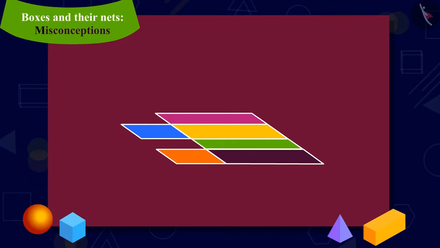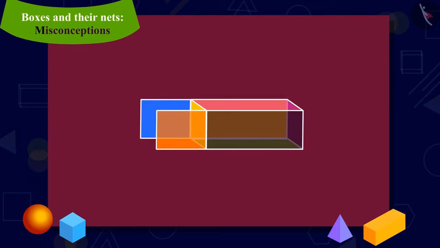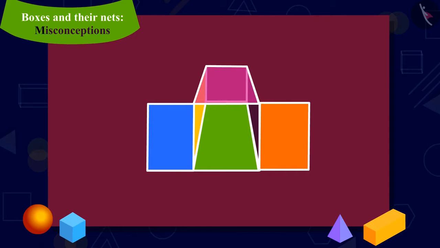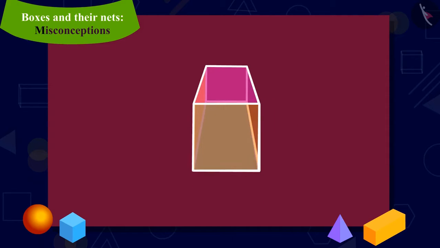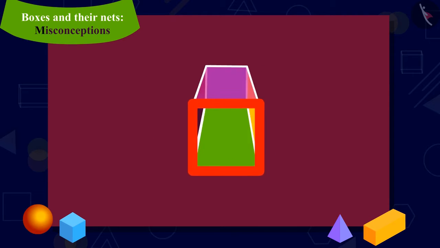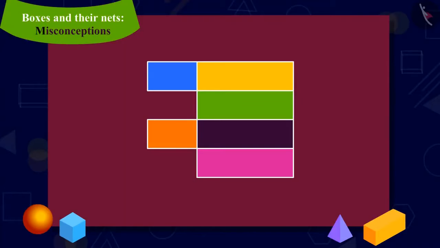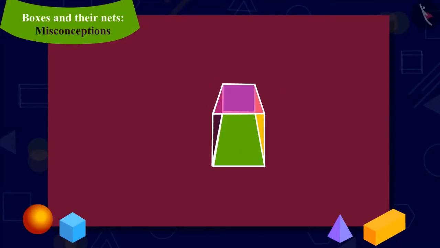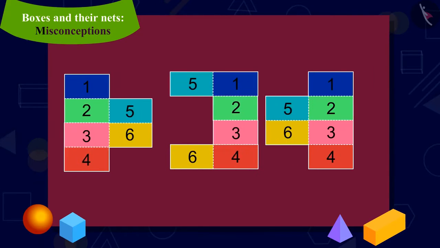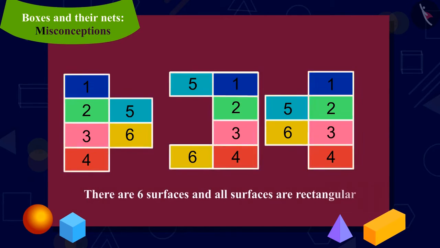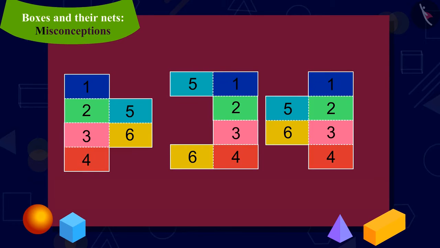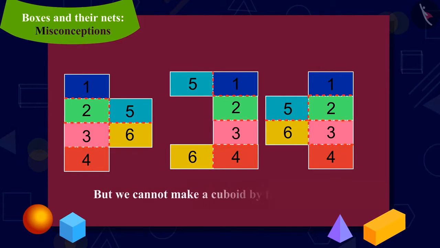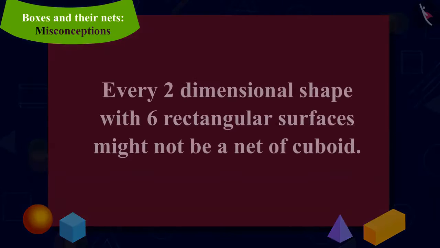Let us try to fold this cardboard cutout. Here, the two left surfaces are covering the same part of the box, while there is no surface on this part of the box. Thus, we are not able to make a cuboid-shaped box. Kids, is it possible to have more such shapes which have 6 surfaces and all the surfaces are rectangular also, but we cannot make a cuboid by folding them? Every two-dimensional shape with 6 rectangular surfaces might not be a net of a cuboid.